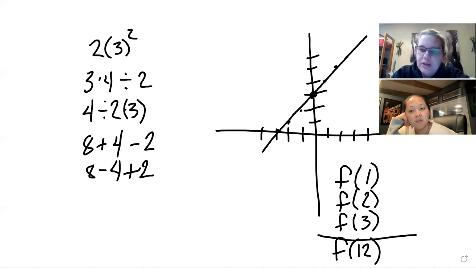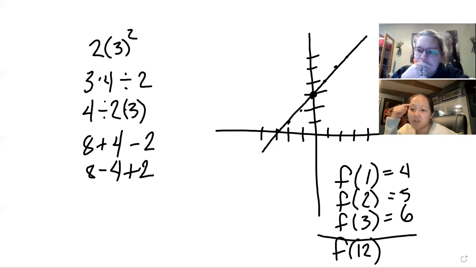Okay, so at this point, f of 1, they're going to tell me 4. F of 2, they're going to tell me 5. F of 3, they're going to tell me 6. So if they have to, they can mentally count.